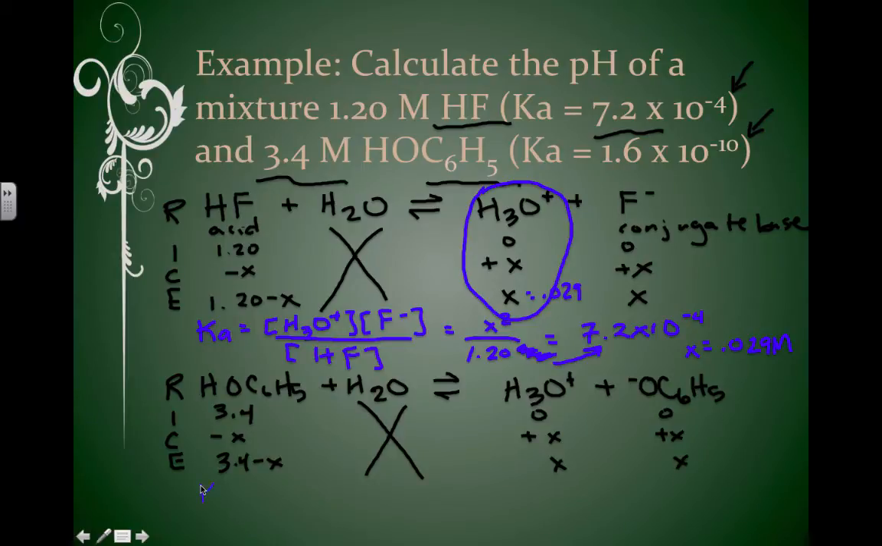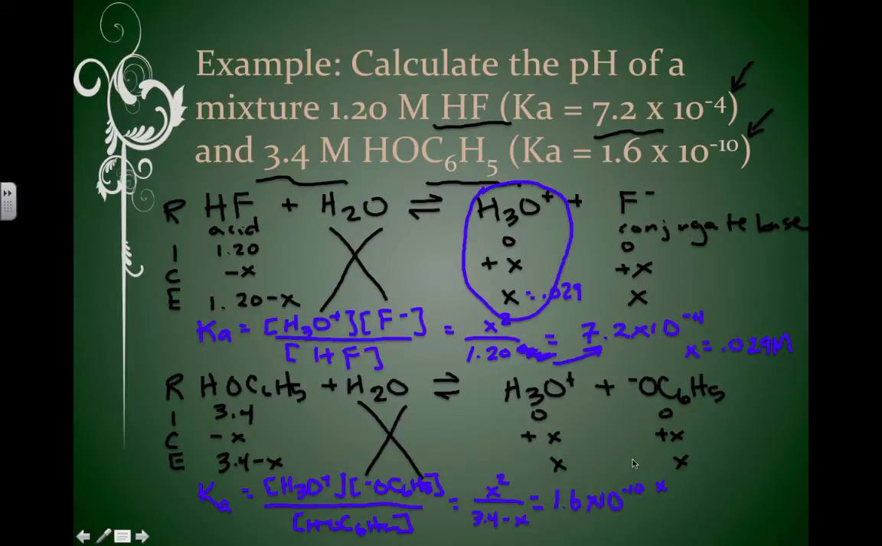So our other Ka gives us the hydronium ion concentration times benzoate ion concentration all over the benzoic acid, which is, in terms of the equilibrium values, x squared over 3.4 minus x, and that has a value of 1.6 times 10 to the minus 10. So we'll solve for x in a similar way.